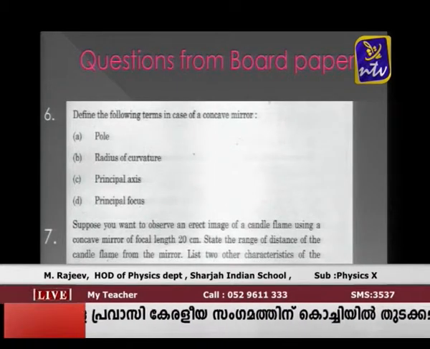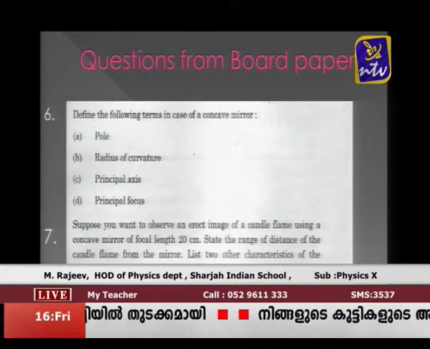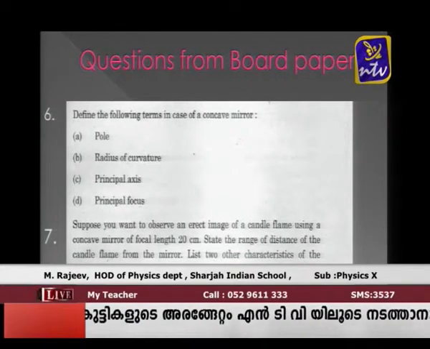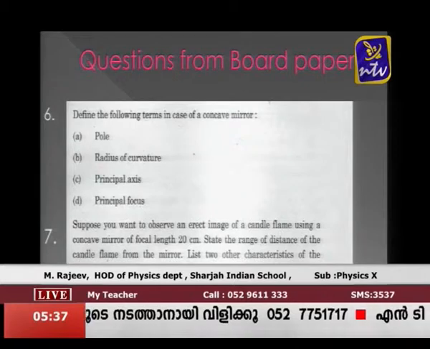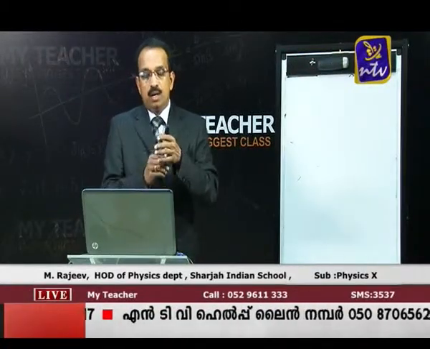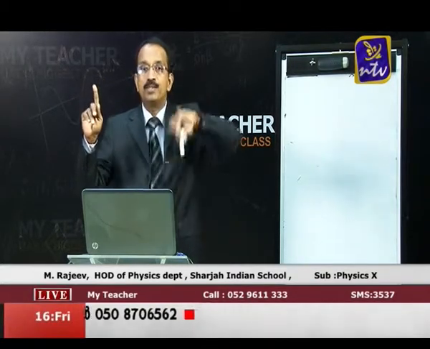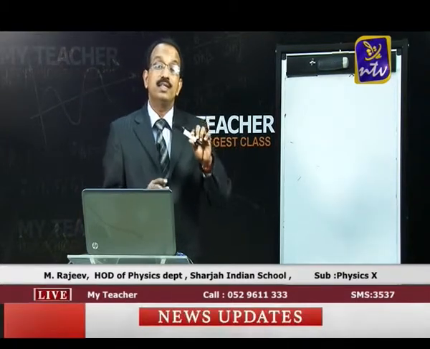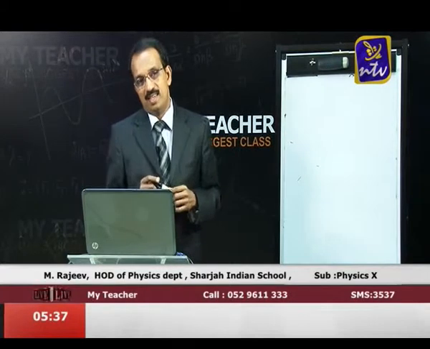and we want to get an erect image. Remember, erect images are always virtual. We have to find out the range of distance of the candle flame from the mirror. Now listen. You want to observe what kind of image? Erect image. See, if the object is placed this way, the image would be upside down, and we call such images real and inverted. But here we are getting an erect image.